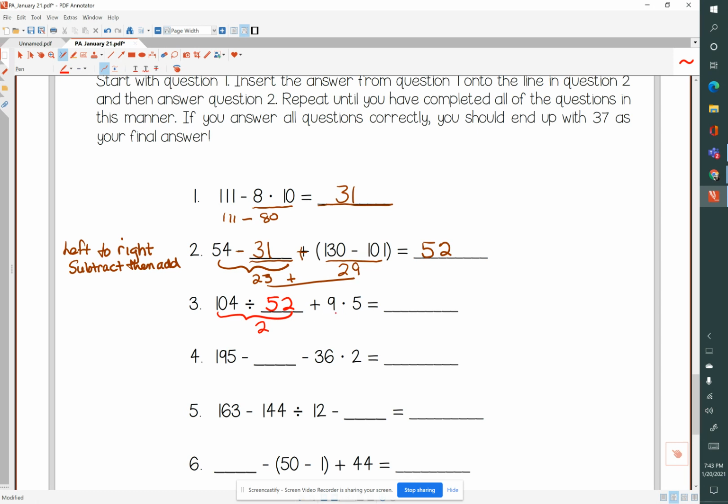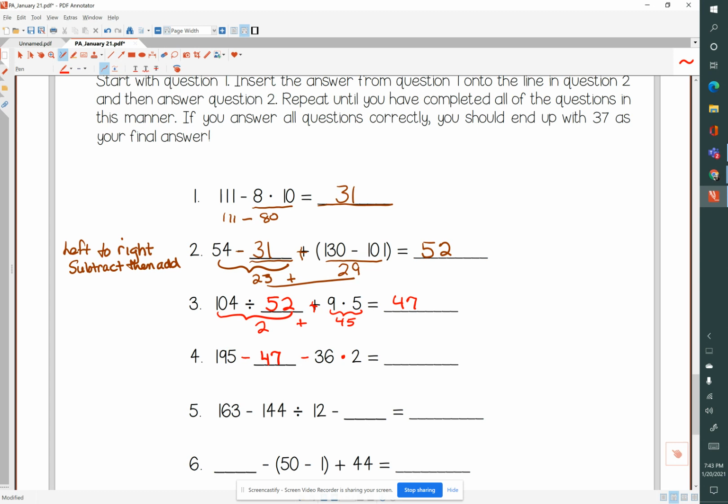And 9 times 5 is 45. Then we just add those, 2 plus 45, which equals 47. We'll put that 47 in the next problem. Okay, number 4, 195 minus 47 minus 36 times 2.